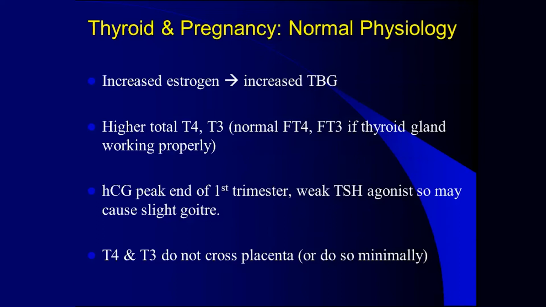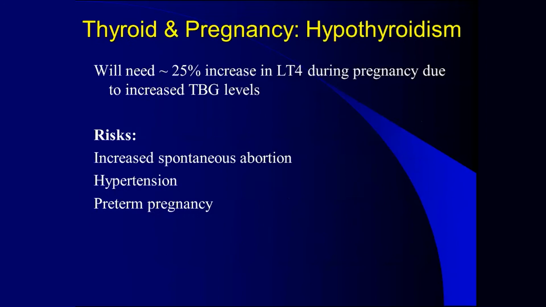Also, HCG values peak at the end of first trimester and then begin to decrease. The HCG being a weak TSH agonist may cause slightly more goiter. The T4 and T3 do not cross the placenta, or if they do, only minimally. So patients who are already hypothyroid when they become pregnant will need an increase of 25% in their levothyroxine dosage because of the increase in the thyroid binding globulin levels.